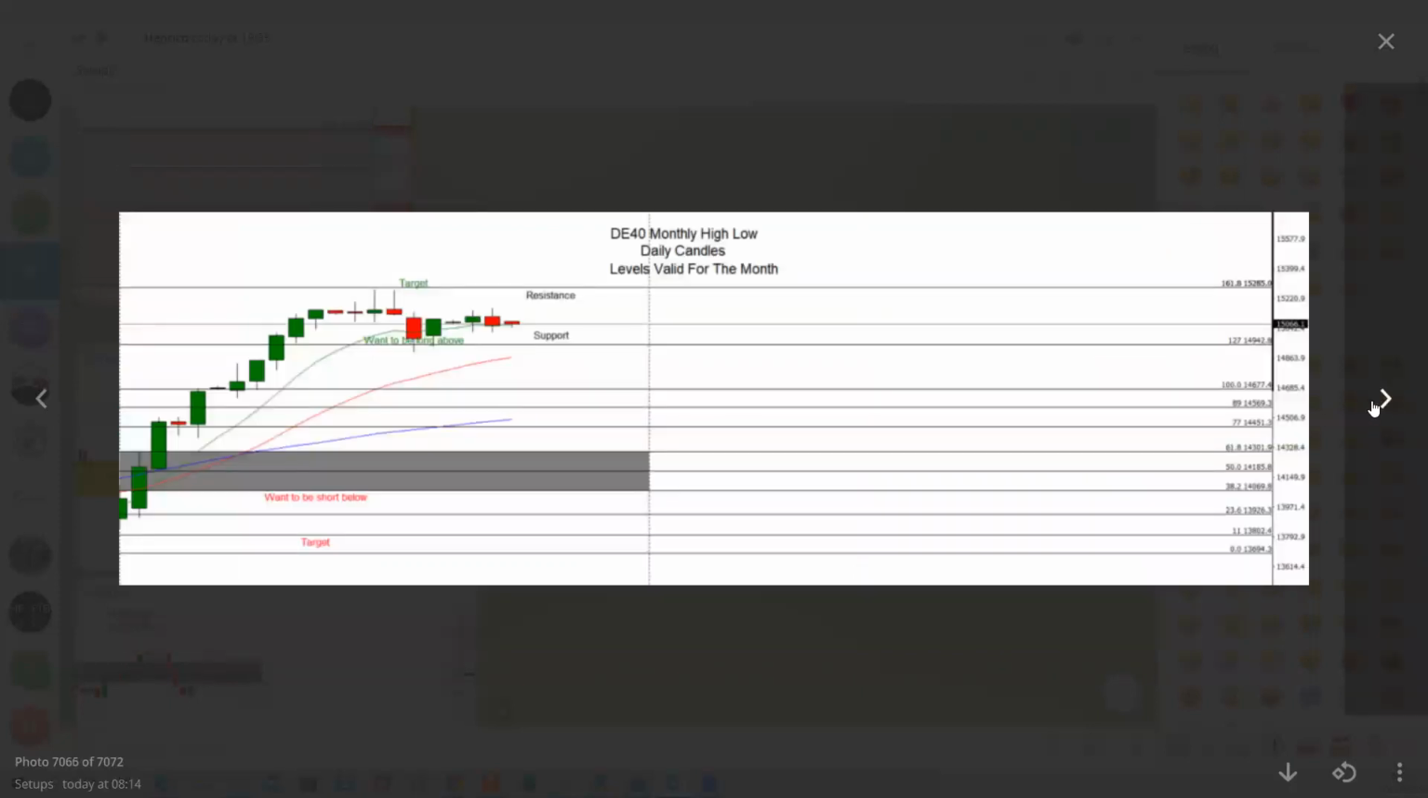On the DAX monthly high-low, currently between levels of 127 and 161.8 as support resistance. If you look at moving averages, 8 is still above 21, above 50. That's indicating trend is up. So we're still looking for that 161.8 target level.